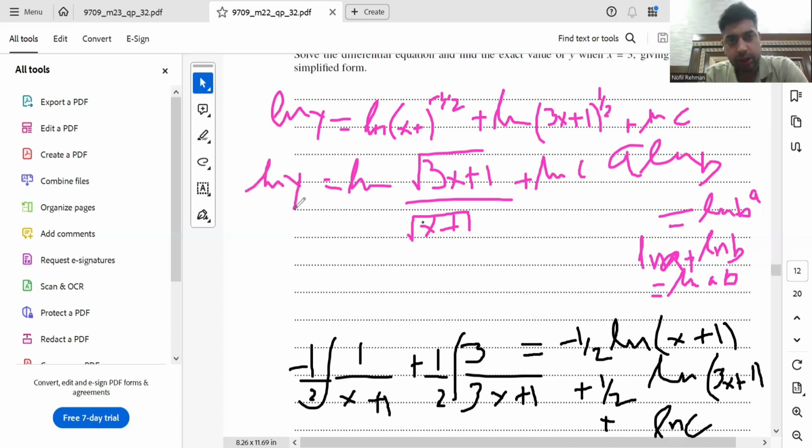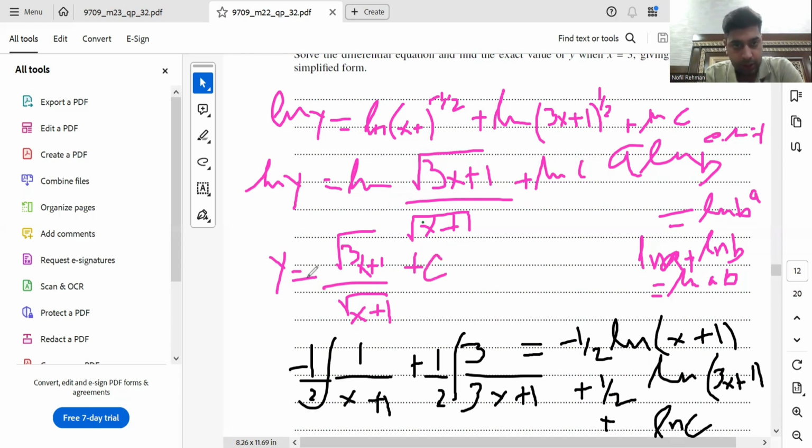Now taking the exponent of the whole equation, exponent of ln equals 1, so we will remove ln through this. y equals c times the under root of 3x plus 1 divided by the under root of x plus 1. So this is basically the equation of our solution.